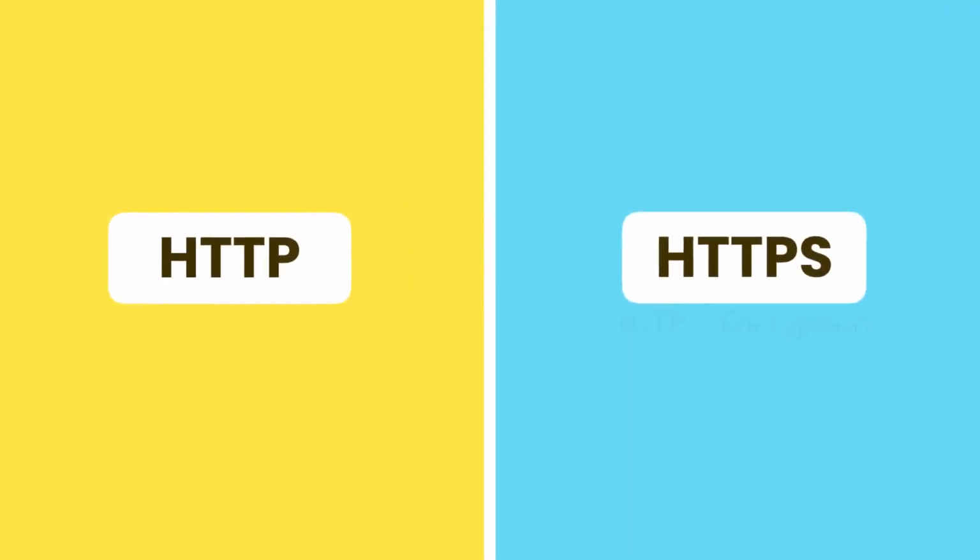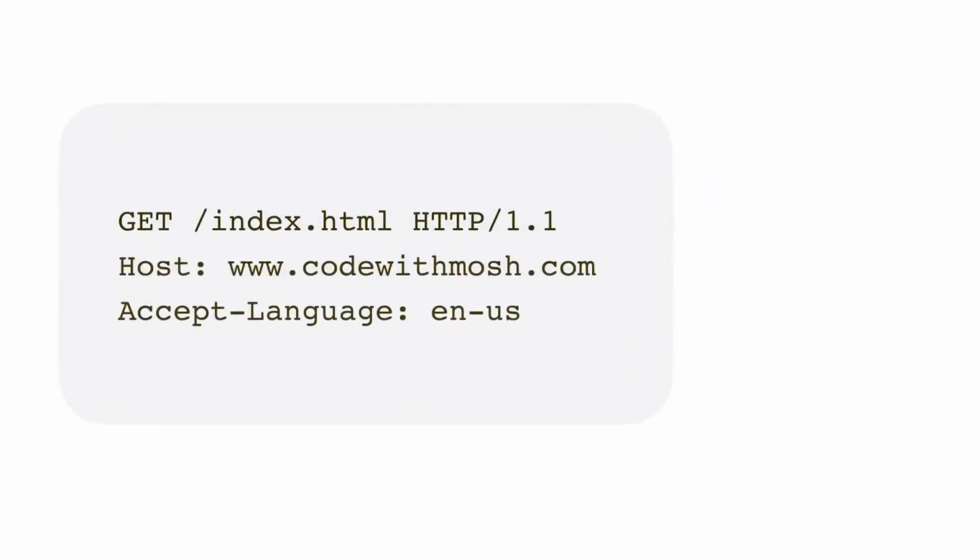We also have HTTPS, which is HTTP with encryption. So the messages exchanged between the client and the server are encrypted. Here's a simplified example of an HTTP message. With this message, the browser tells the server what it's looking for. So on the first line, it says that it wants to get a page or a file called index.html using HTTP version 1.1. Index.html often represents the homepage of websites.